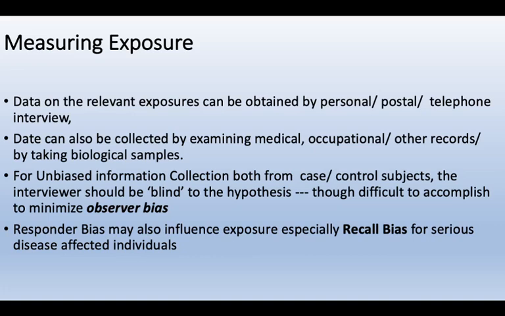So for measuring exposure, data on relevant exposure can be obtained by certain means. For unbiased information, the element of bias is always present. The element of bias means sometimes we as observers are biased when we categorize individuals as diseased or as controls. Or sometimes our interviewing person doesn't have sufficient memory, so recall bias is also present, and recall bias seriously affects our results.